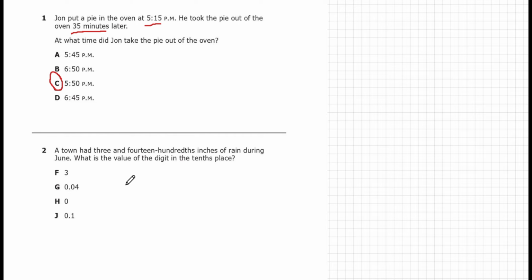Question number 2. A town had 3 14/100 inches of rain during June. What is the value of the digit in the tenths place? J is the correct answer because 3.14. The tenths place is the first digit to the right of the decimal point, which is 0.1.